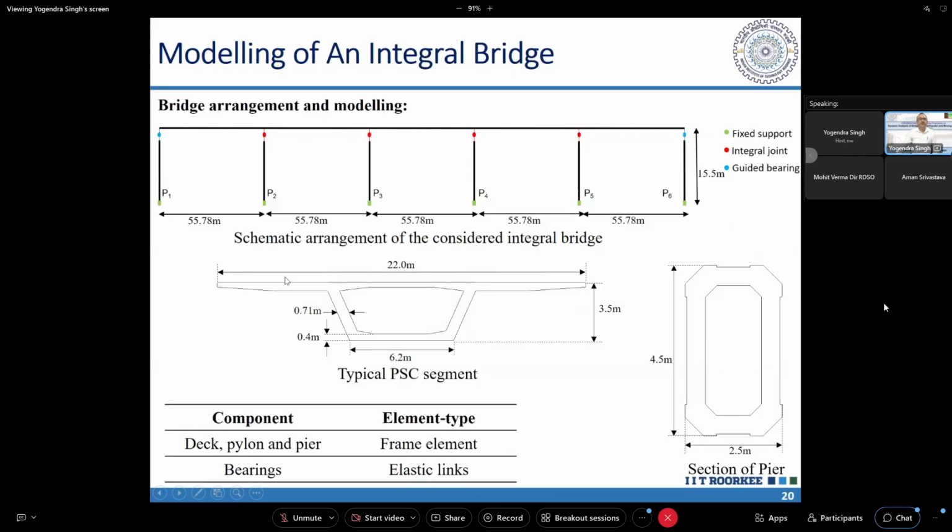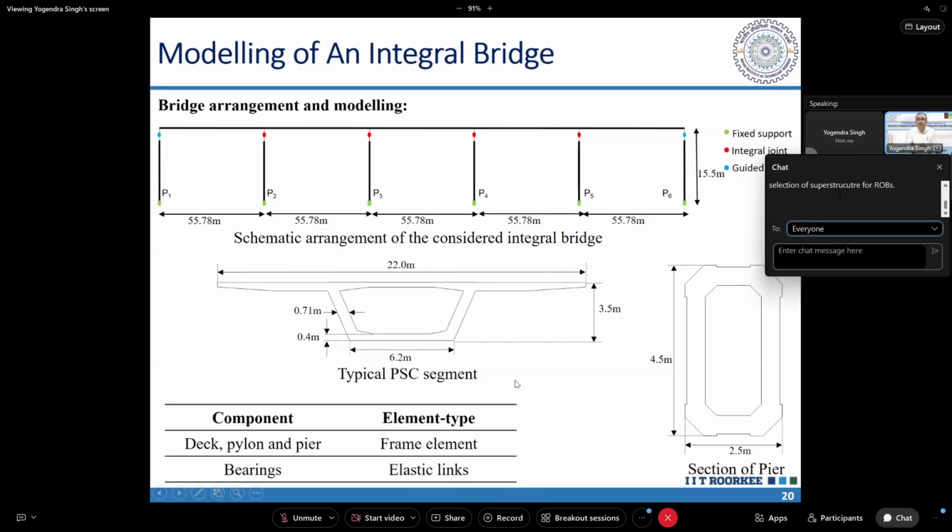Now, in case of continuous bridges and integral bridges, we can model the series of the piers and the boundary conditions. If it is integral, it will be monolithically connected with the superstructure. If it has bearings, then it is a continuous bridge on bearings. Then the bearings will also be modeled. Let us say this is the cross section of the superstructure. Interestingly, this cross section also we can represent by a single beam.